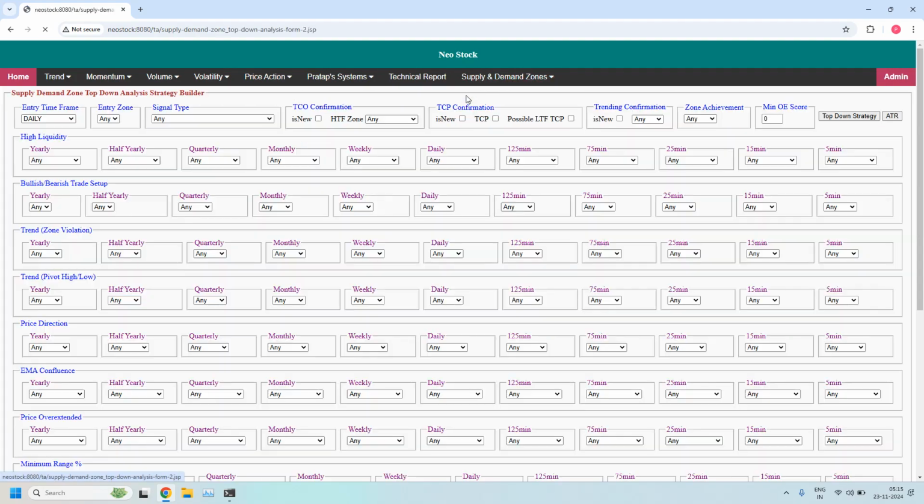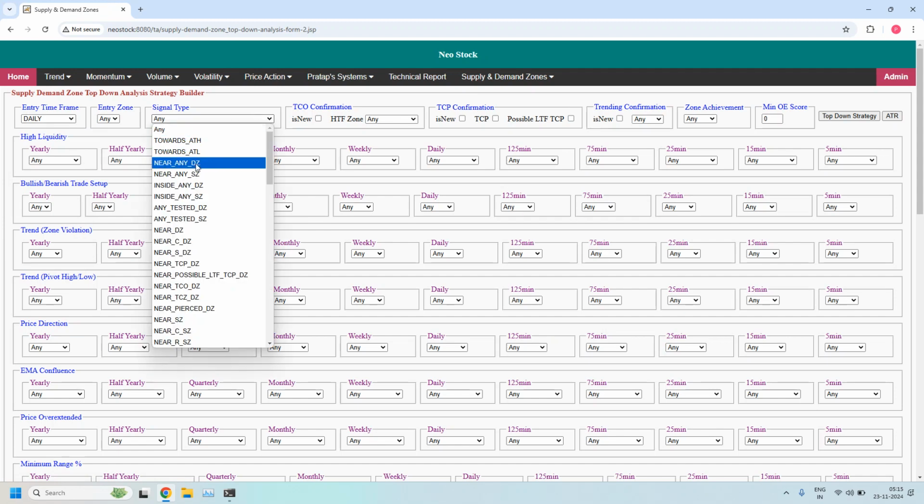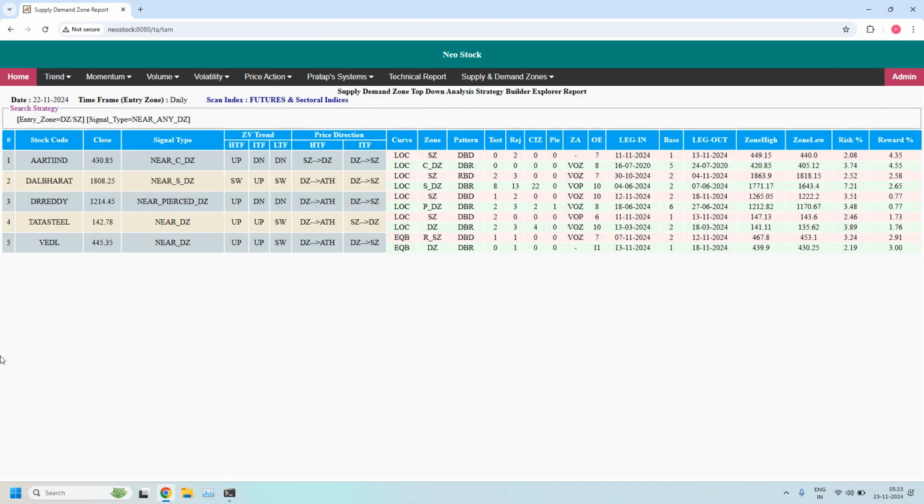Next time frame is daily. Entry time frame daily. Let us find the stocks near daily demand zone. 4 stocks are filtered. Let us identify high liquidity daily demand zones from this list.